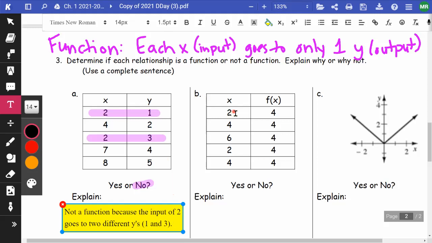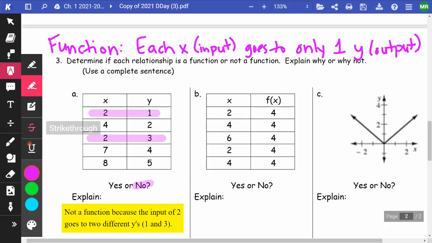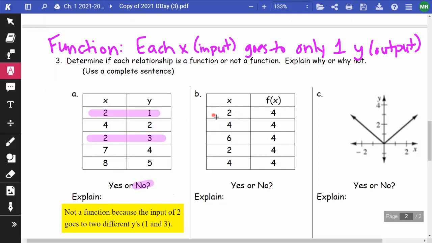Now on B, I'm going to scan and see, hey, do I have a situation where my X's, and let me get a highlighter, I have any repeat X's. And let's see, I have a two, a four, a six. I have a two twice. So let's see, I've got a two going to four and I have two going to four. That's okay. Let me just grab a different highlighter. I have four going to four and four going to four.